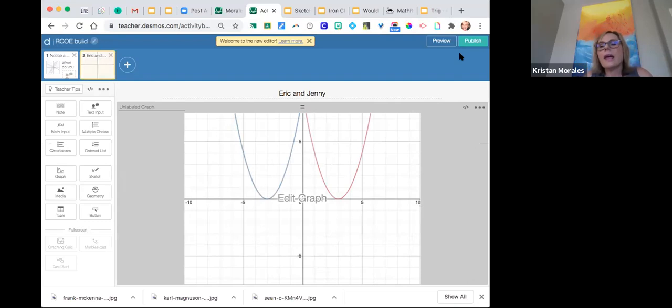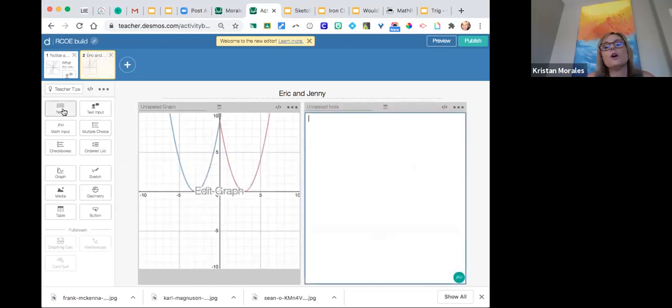I press done. And then remember that slide, it had the graph, and then you'd want to put a note. Remember, note is where you're going to put your instructions. So pretty much every slide you build is going to have a note. So I can say, you know, Eric thinks the blue graph matches the equation. Jenny thinks the red graph matches the equation. Who's right?